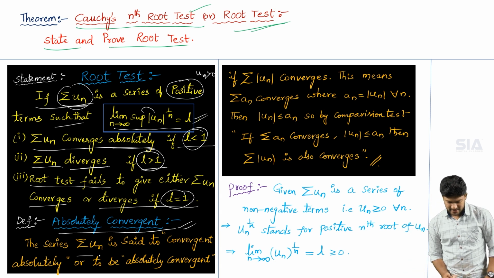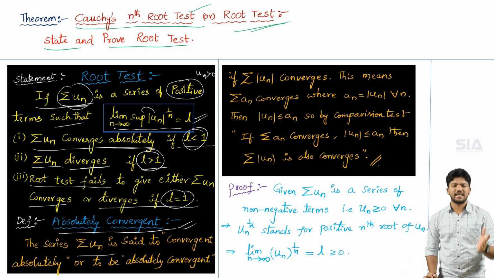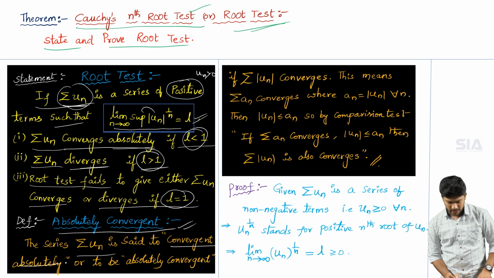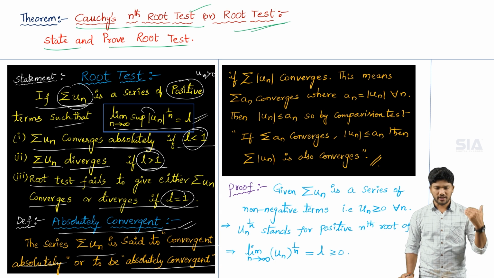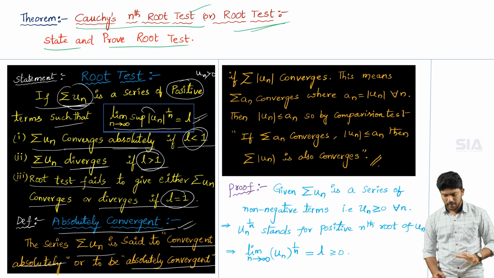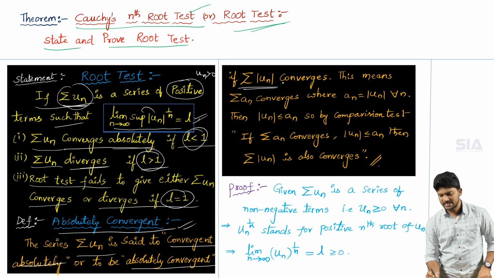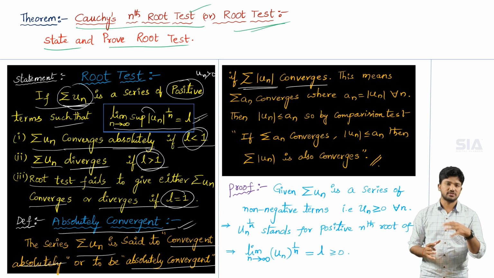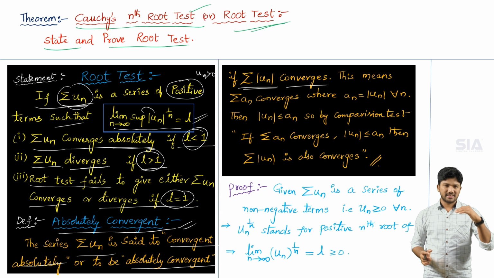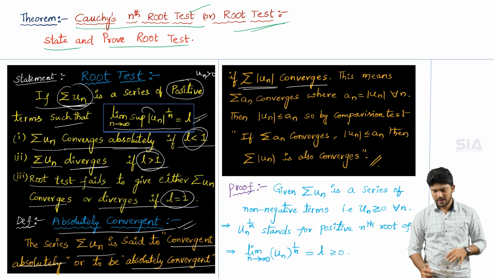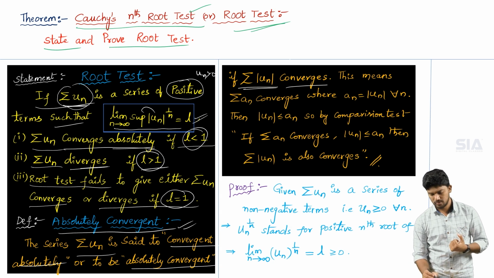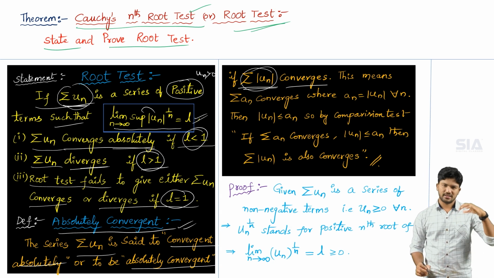Here the series summation u suffix n is said to converge absolutely, or to be absolutely convergent, if that series summation u suffix n converges. The series summation u_n is said to be absolutely convergent if the summation mod u suffix n converges. Recognize the difference between those series.